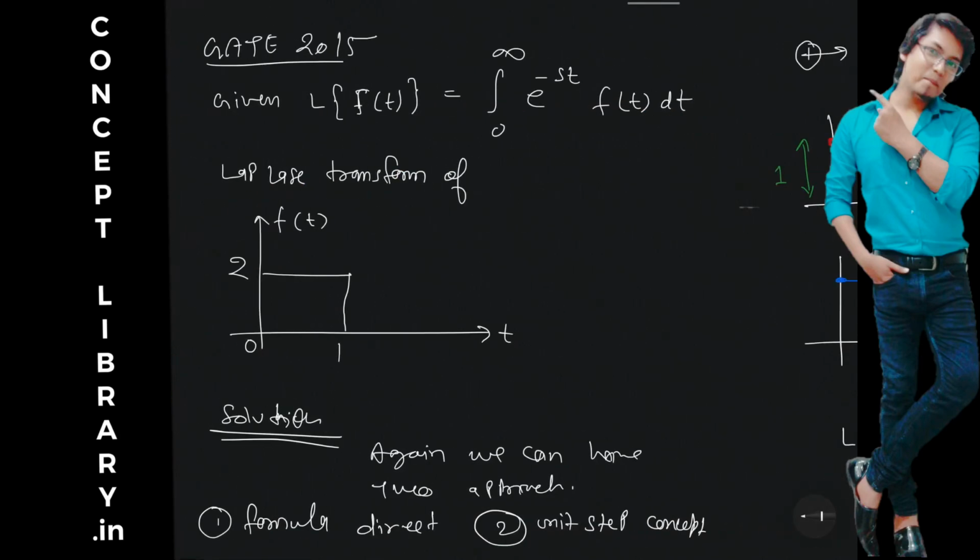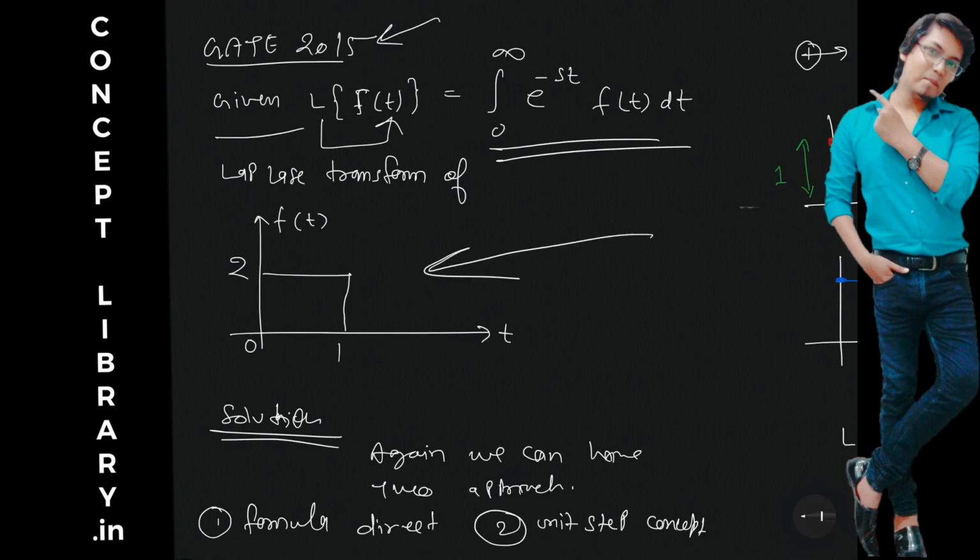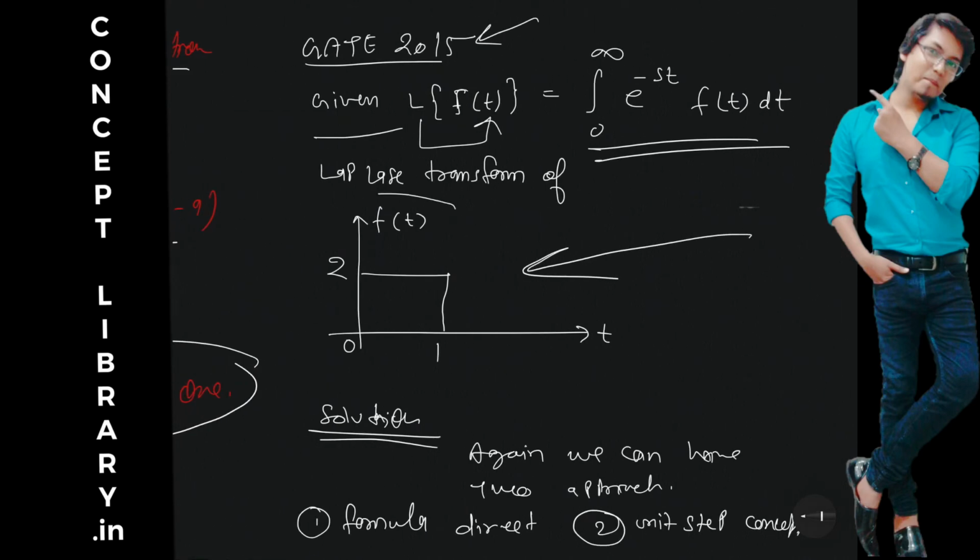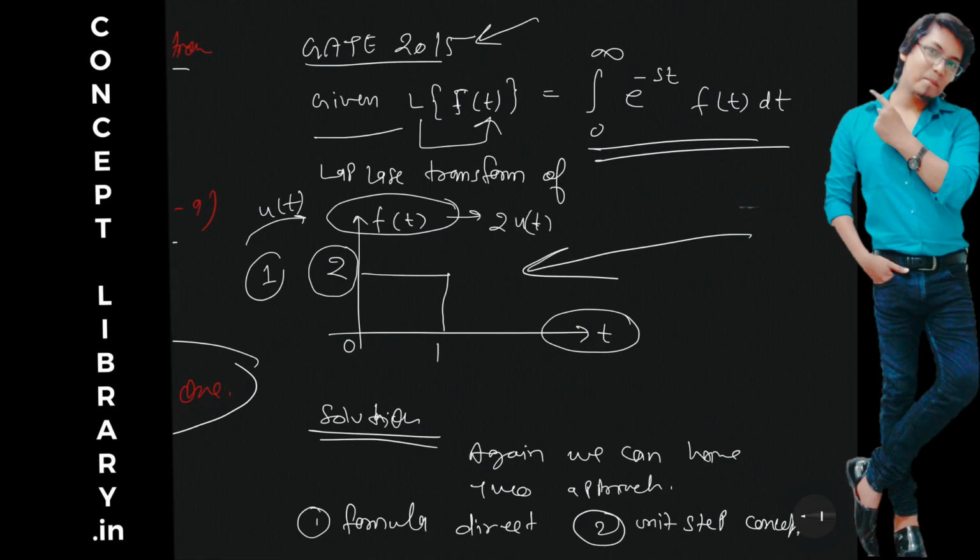Okay, take one GATE question very quickly. In 2015 they told us: given that the Laplace transformation of this function is given by this, and the Laplace transformation of this we have to find out. A graph is given, okay, this function is f(t) and this function is u(t). Keep in mind here they have given 2. If they had given 1, then directly it would be u(t), but this time they have given f(t), it means we can say 2 times u(t), correct, fine.